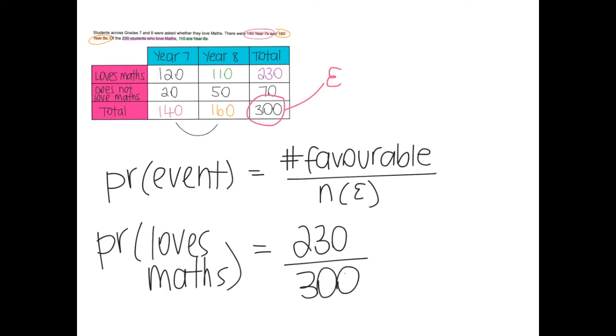So I know that out of those 300 students, 230 of them love maths. And I would have 230 chances to find a student who does love maths. Again, I can see that both of those numbers end in 0, so I can divide by 10, no worries, which leaves me with 23 over 30. I can't reduce that any further, so the likelihood that out of 300 students, I would randomly select a student who loves maths is 23 out of 30.